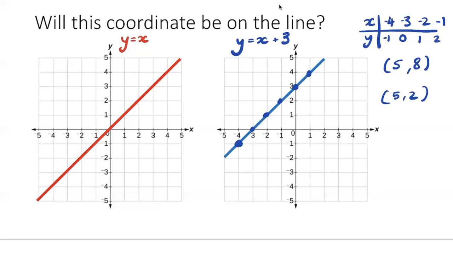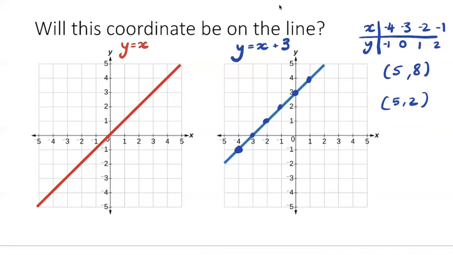Now, we were looking at whether we could get 5, 8, and 5, 2 on our line. Well, if we have a look, whatever x is, you have to add 3. Now, if we take 5 and we add 3, we're going to get 8. So this one is on our line. Here, we take 5 and we add 3, we don't get 2. So this one is not going to appear on our line. Hopefully that makes sense. Maybe rewind the video if you got a bit stuck on that bit.